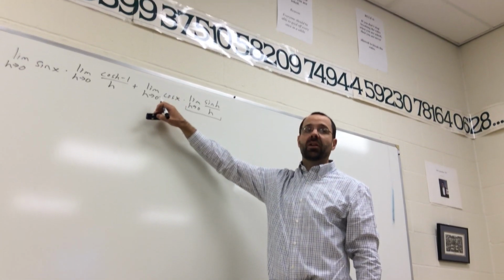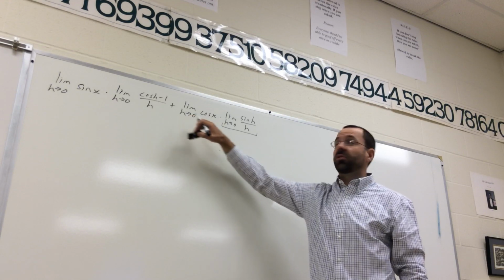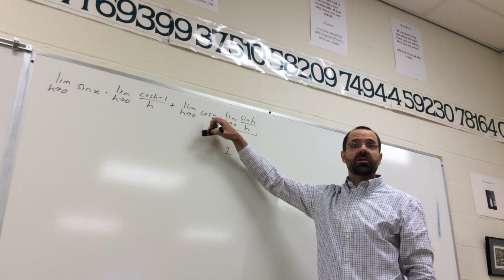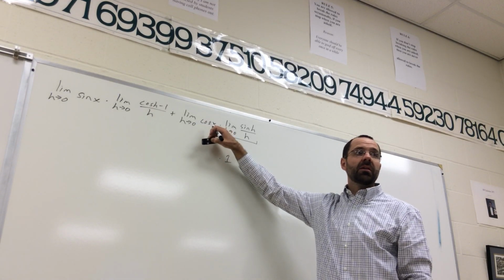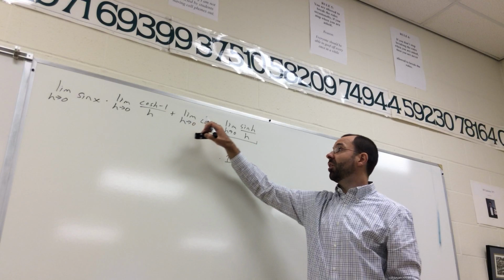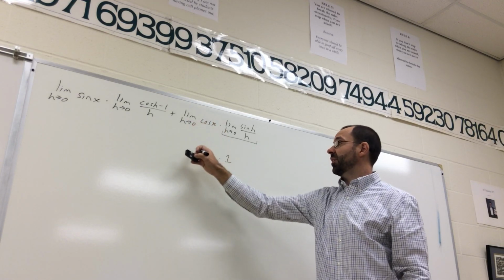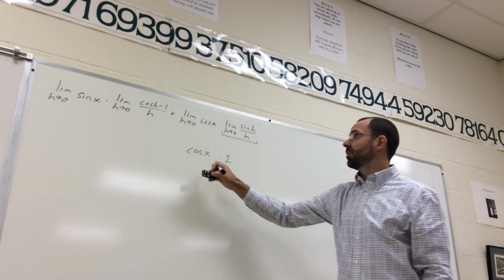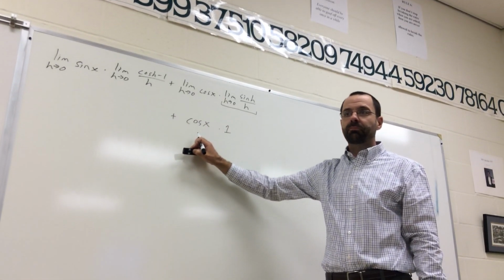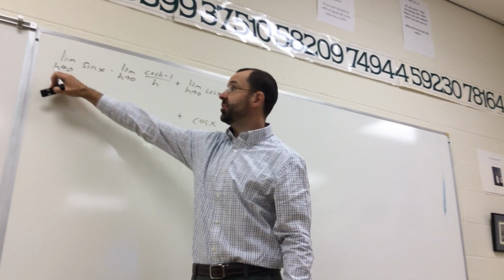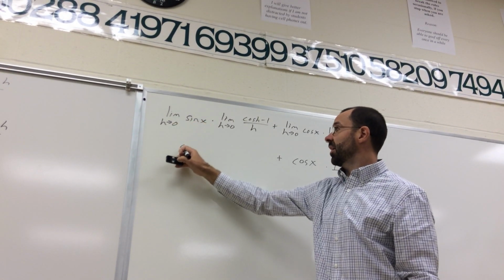Okay, now in this limit here, h is going to 0, and as far as h is concerned, x is a constant. So when h changes, x stays the same. So when you take the limit as h goes to 0 of cosine of x, it's just like taking a limit of a constant. So that's just going to come out to cosine of x. Same thing here: when h goes to 0, x doesn't change, so this limit is sine of x.